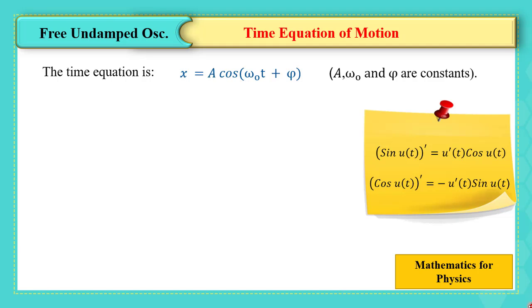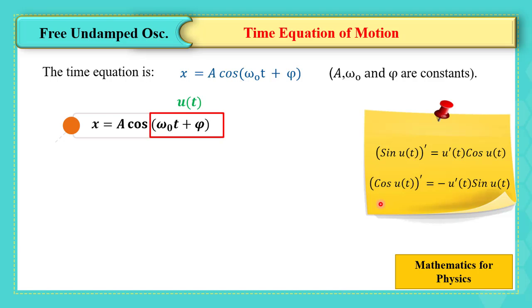First, let's find the second derivative x double prime of x and replace it in the equation. x equals a cosine of omega 0 t plus phi. To find x double prime, we have two steps. First, we're going to find x prime, and then we're going to find x double prime, always following the two rules of sine u prime and cosine u prime.